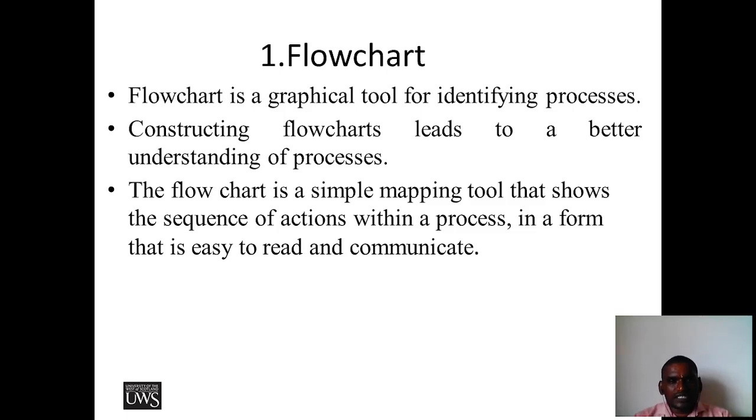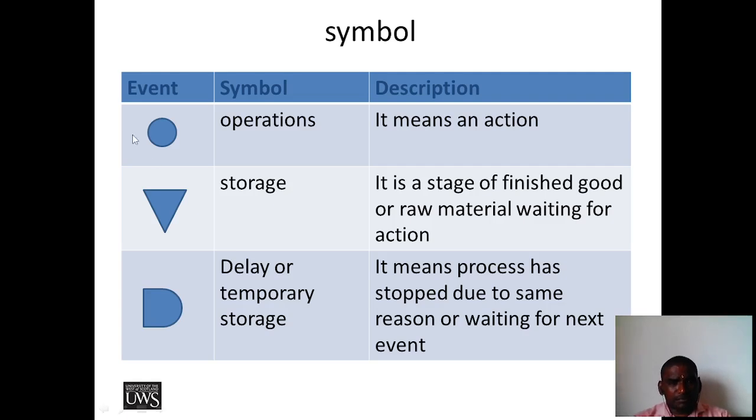So flow chart is a graphical tool for identifying a process, a step-by-step process. Constructing a flow chart leads to a better understanding of the process. The flowchart is a simple mapping tool that shows a sequence of actions within a process in a form that is easy to read and communicate. So if you see the flowchart, we can easily understand the total process of the product. Okay, that's a flowchart. Here there are some basic symbols.